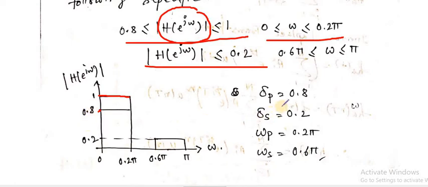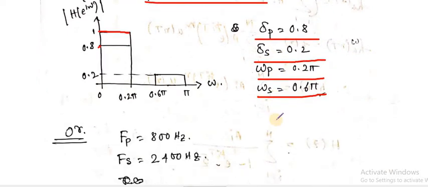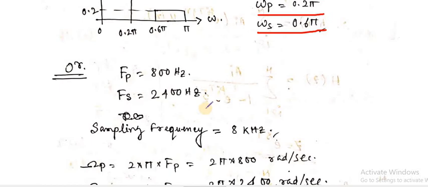So again, this delta p is 0.8, the passband gain, stop band gain, then passband frequency and stop band frequency. So all these four elements are given to you. Then you have to calculate the order. In some cases they can provide the linear value also, that means fp in Hertz, so you just have to convert.